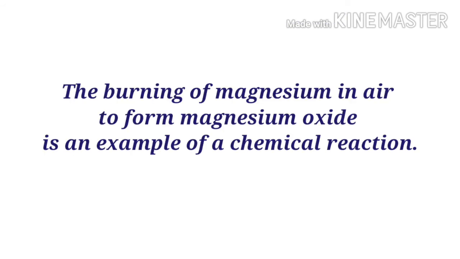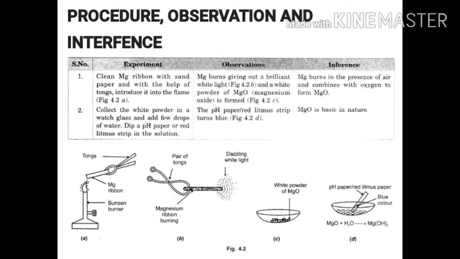An example of a chemical reaction is the burning of magnesium in the presence of air to form magnesium oxide. In the experiment given here, you can see we clean the Mg ribbon with sandpaper and, with the help of tongs, introduce it into the flame. What we observe is that Mg burns, giving out a white dazzling flame, and a white powder of MgO is formed. Therefore, we can say Mg burns in the presence of air and combines with oxygen to form MgO, that is magnesium oxide.